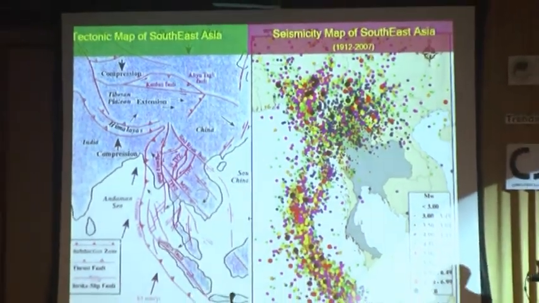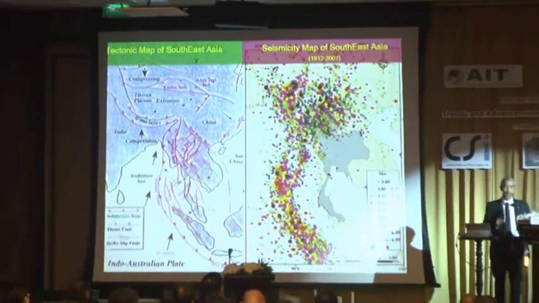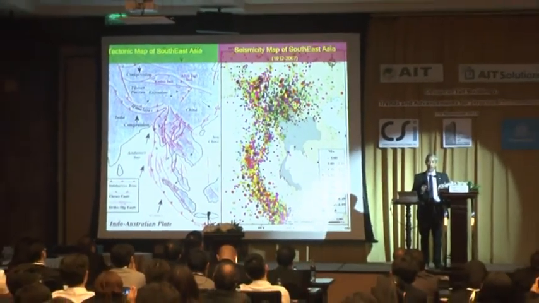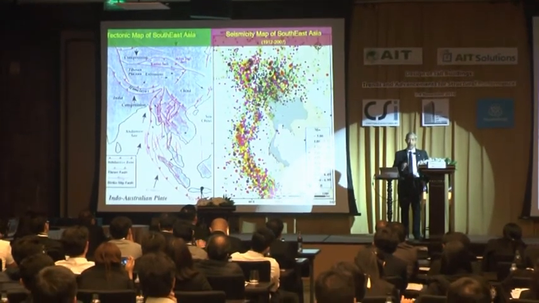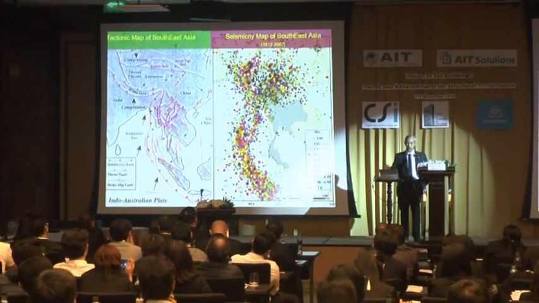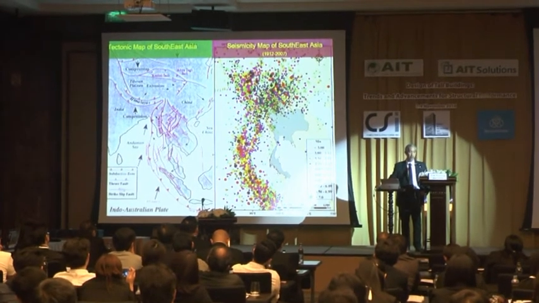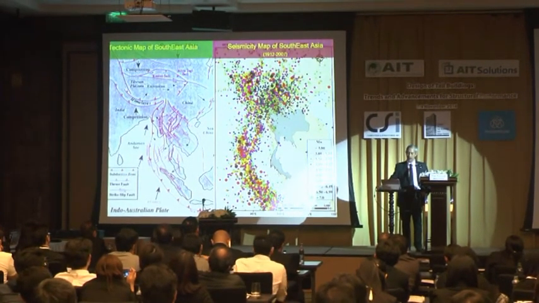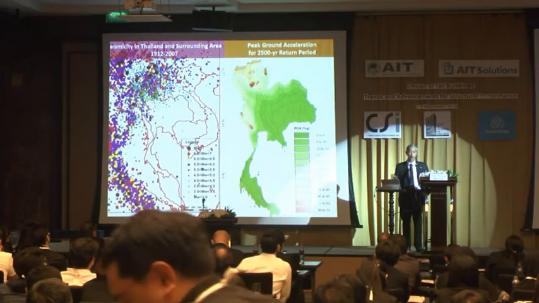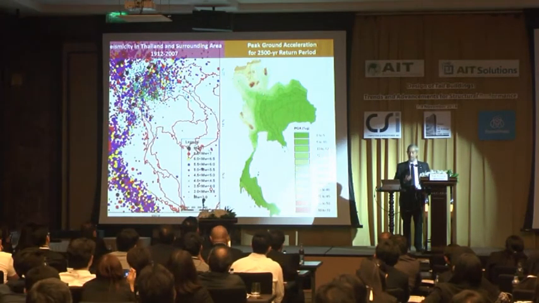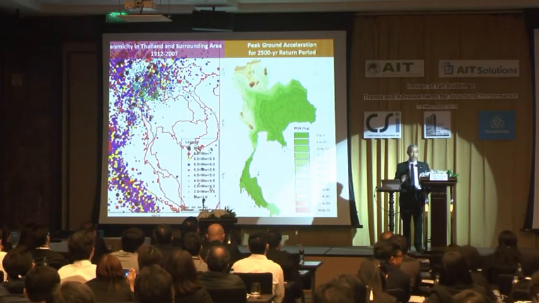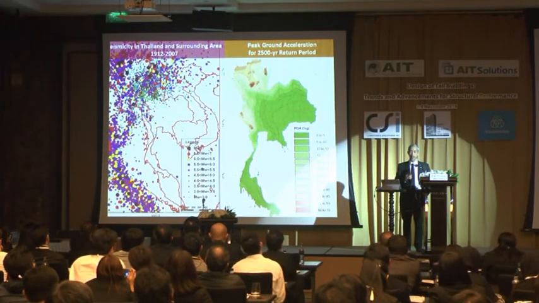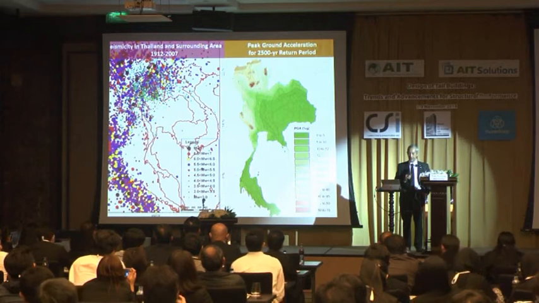But if you are an engineer and you want to design your building and structure, this information is not good enough. So we have to convert this into something that we can use for structural design or building design. That is, we call seismic hazard map. Like the one on the right.